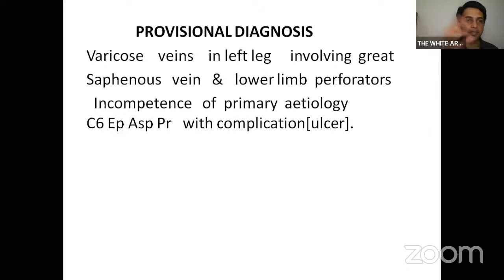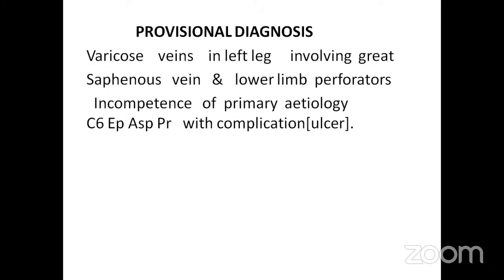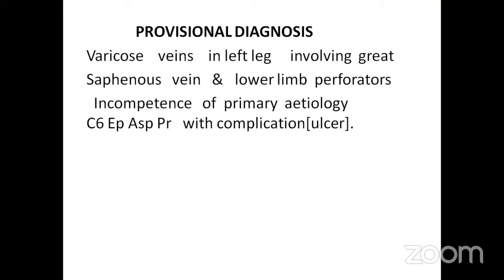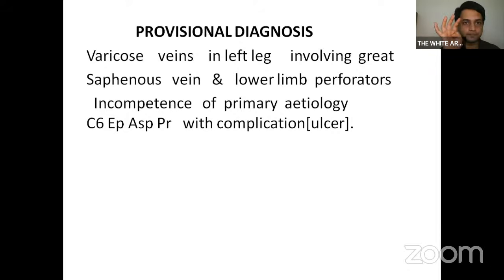Can you please repeat it for the benefit of others? No, 6 points under diagnosis. What all should you write? Okay, sir. First is location, which vein is involved. That's the first point, GSV or SSV. Next.